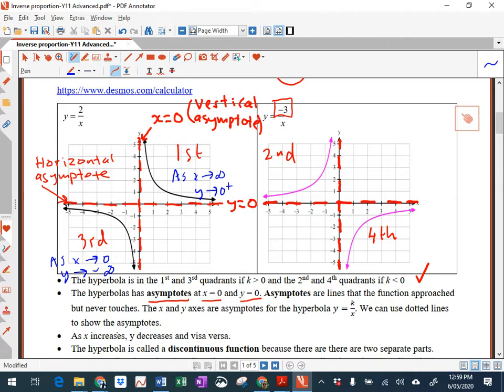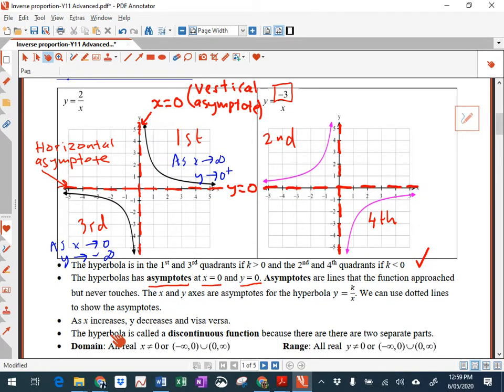So the thing to remember is as x increases, y decreases, and vice versa as well. As x decreases, y increases, doesn't it? So think about it. Up here, as my x values are decreasing, I'll just change to pan mode there. So you can see as my x values are decreasing, the y values are increasing.